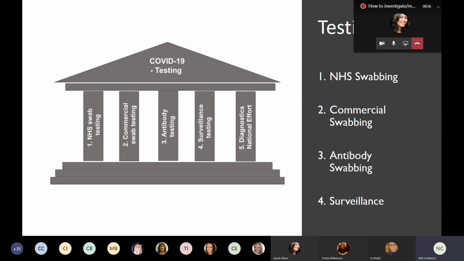So it's important to be aware that those are separate at times. We also have the antibody swabbing. That's totally different to testing for positive cases. Antibody swabbing can give us an idea of how many people have had it, and the Office for National Statistics has been heavily involved in doing prevalence studies. They think now that around 6% of people have had COVID-19 in the UK.